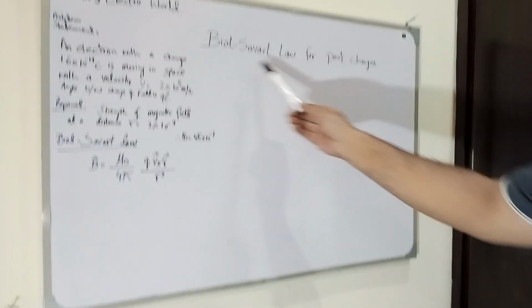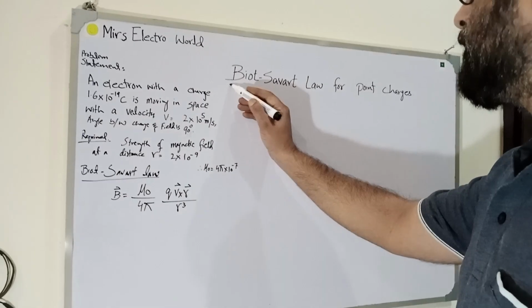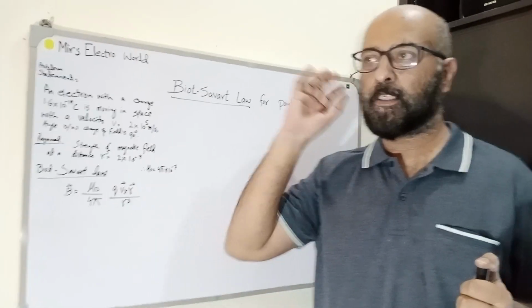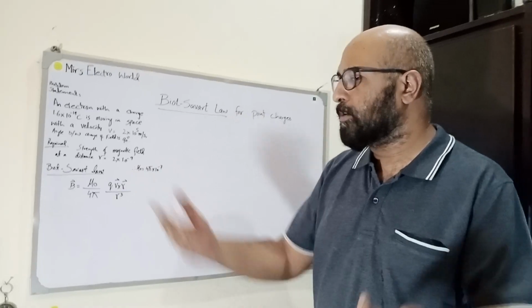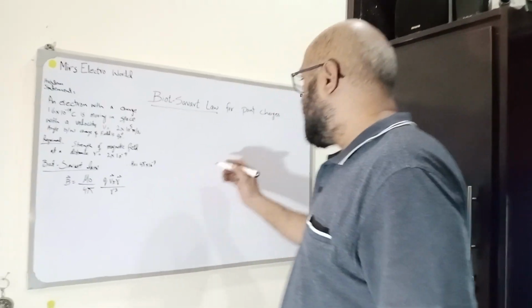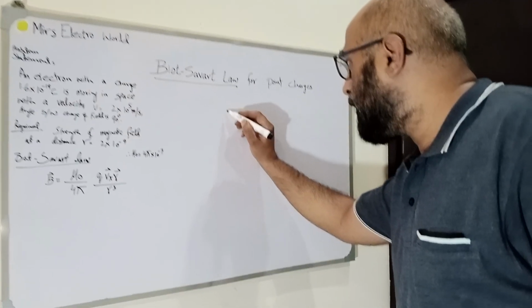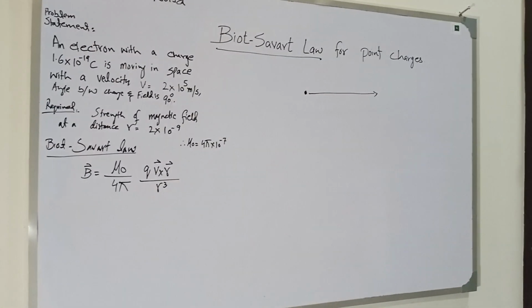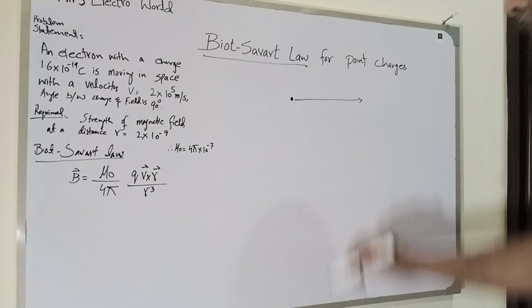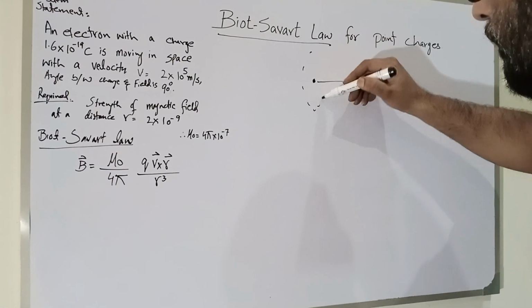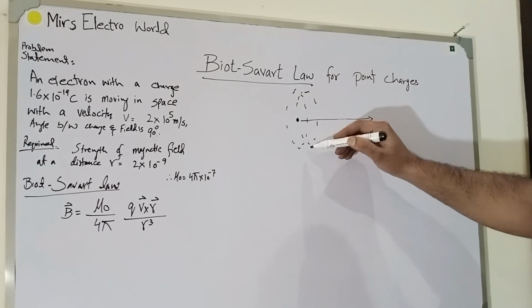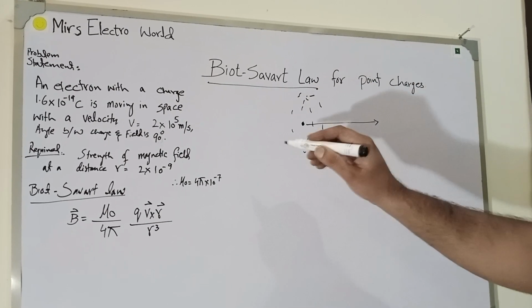What we need is the Biot-Savart law to calculate the strength of the magnetic field at a distance from a moving subatomic particle like an electron or a proton. Just imagine this is an electron, and it is moving in space. Now it is building a concentric circular magnetic field around it while in motion.